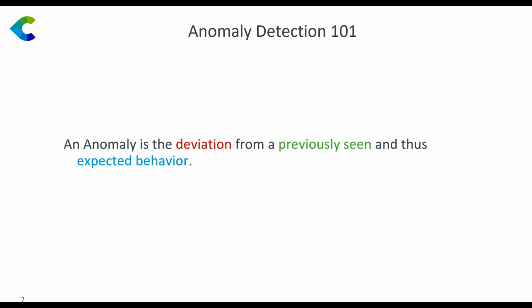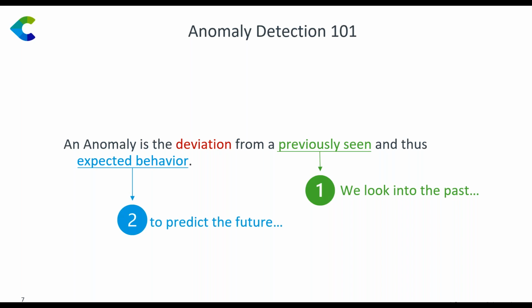Anomaly detection 101. How do we define what is an anomaly? At Centreon, the way we define it is an anomaly is a deviation from a previously seen and thus expected behavior. In this, you have pretty much everything summed up. If we go a little bit deeper, what we mean is performing anomaly detection is looking first into the past, seeing what there is there that we can then use to predict the future, and finally compare this prediction of the future in real time with the present we encounter.